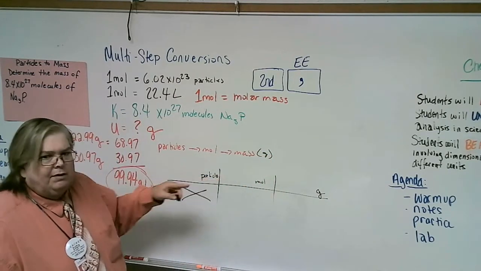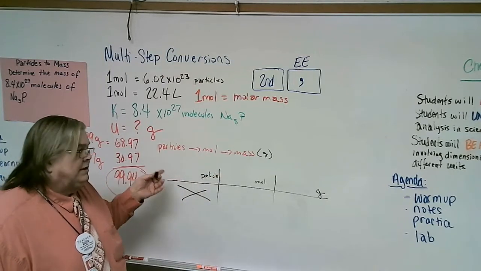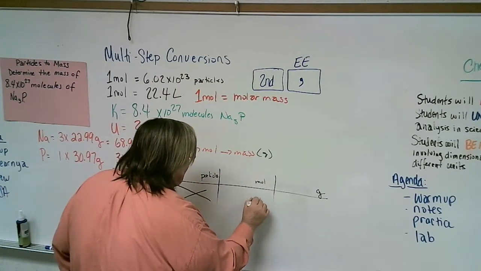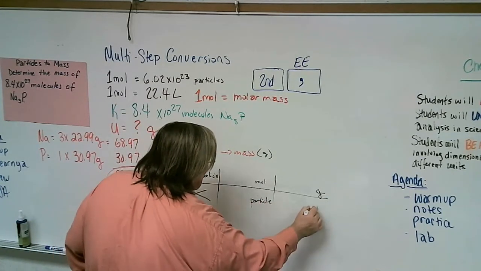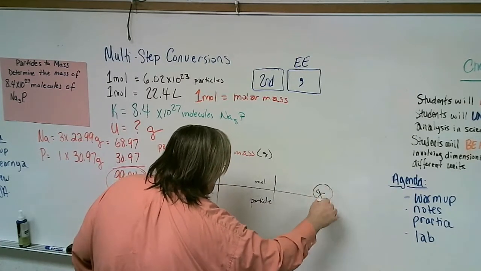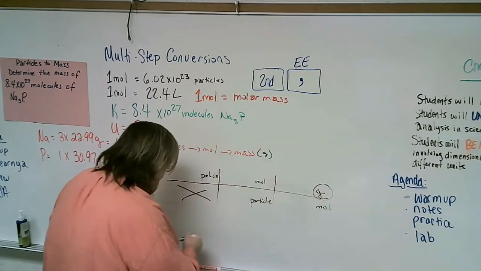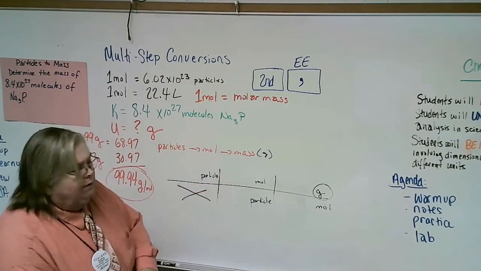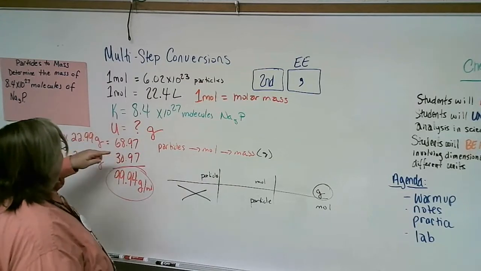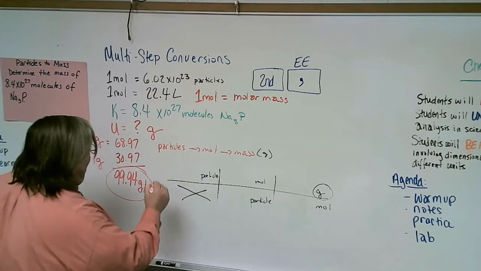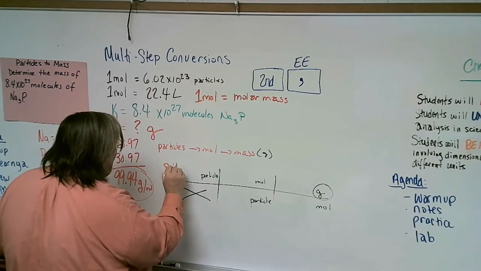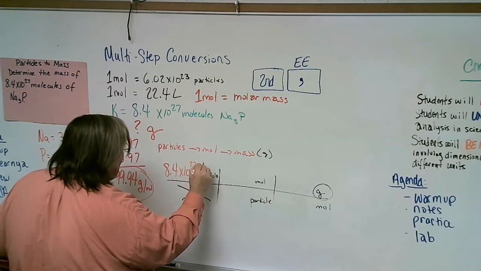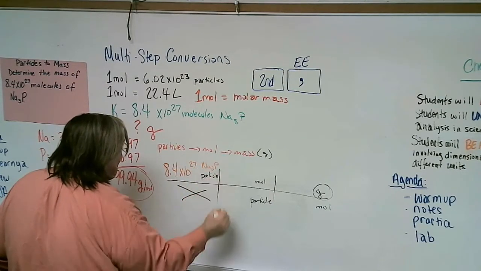So we've got the top. Now we have to do the bottom. Same thing goes to the bottom, but it's 1 over: particles, mole. We're looking for grams, so we don't need to go any farther. Now that we've got our units in, we can do our substitutions. We are given 8.4 times 10 to the 27 molecules of Na3P.